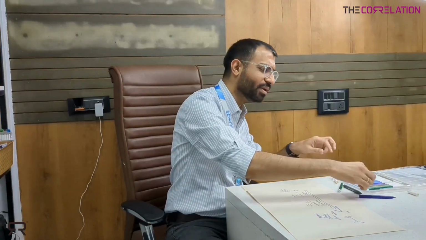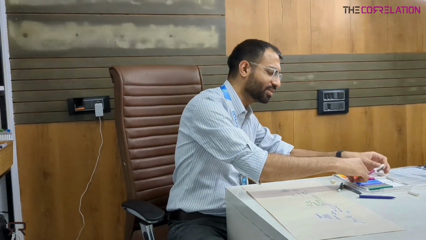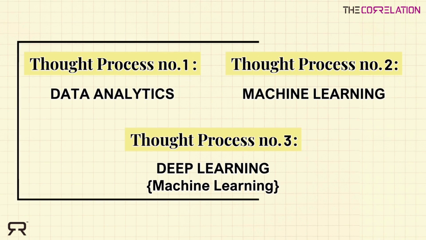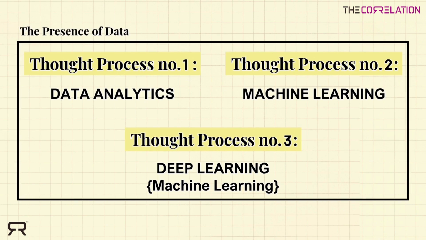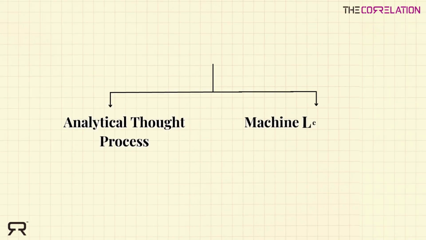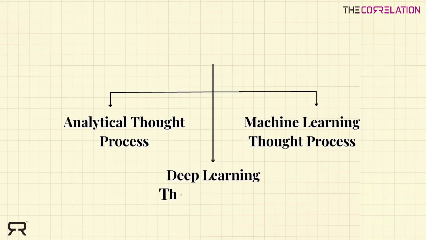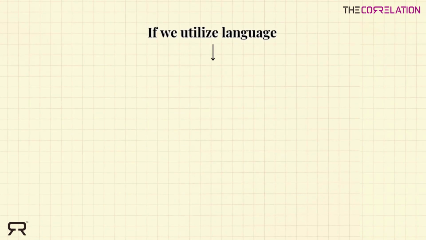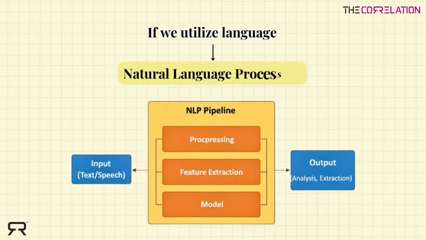One thing that is common in this complete story, let's utilize another color. The common theme of this whole story is the presence of data. And hence, all these topics are sort of covered in the field of data science. Any way in which we can use scientific method over the data to come to the conclusions, either with the analytical thought process or the classical machine learning thought process or the deep learning thought process, will all be in data science. If we utilize language, we call it natural language processing.